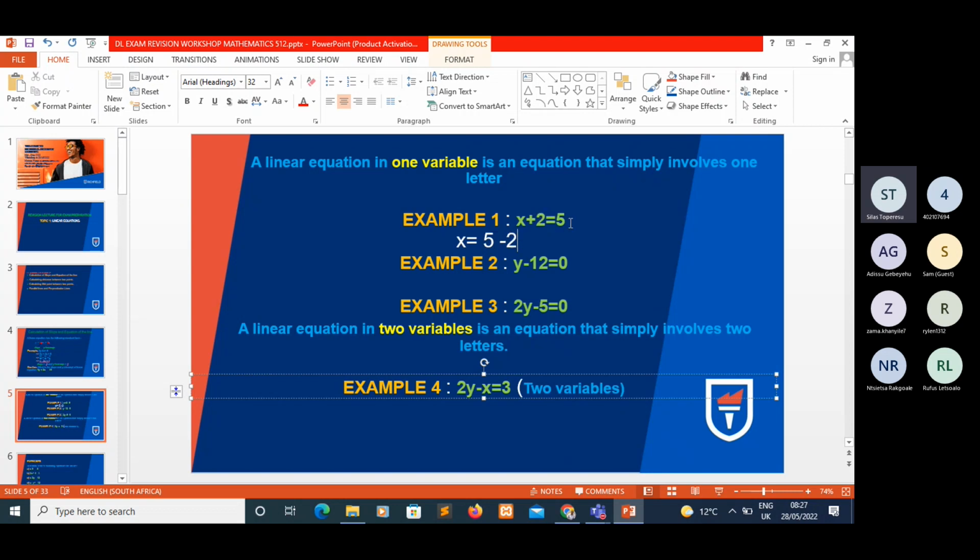So because this 2 jumps to the other side now, it's going to be a minus. So 5 minus 2 is simply going to be equal to what? It's simply going to be equal to 3. So that's my value of x. So if I say solve, we are given this one and say solve for x.